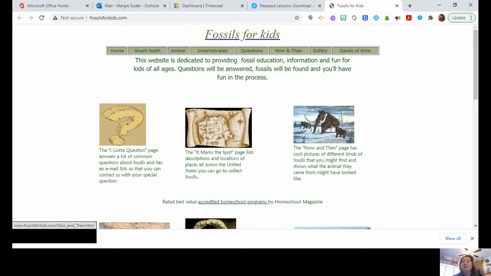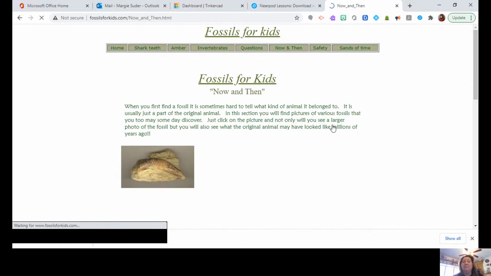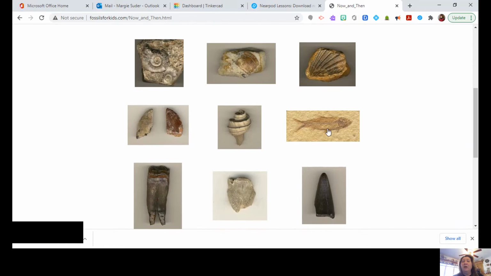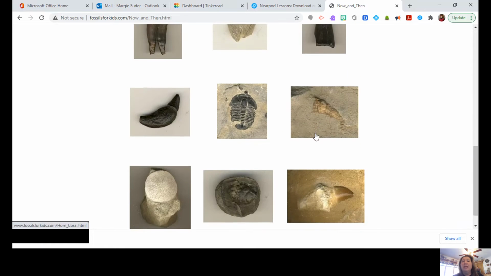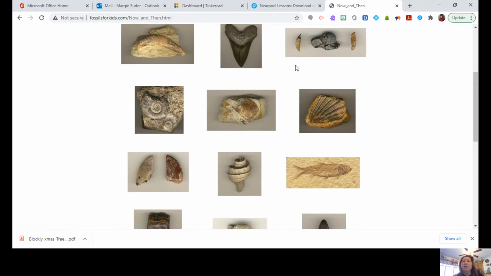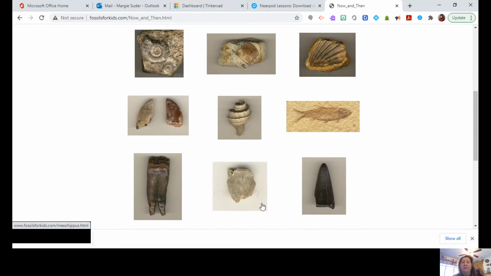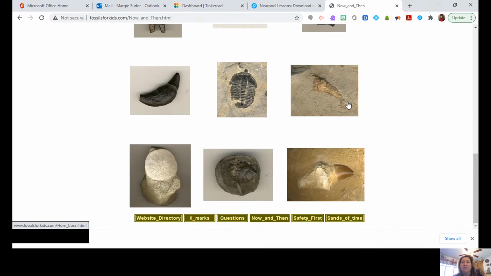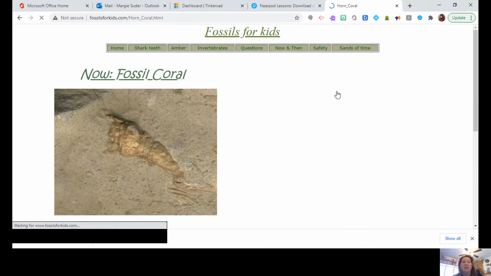So right now I'm going to go to Now and Then. And these are some of the really great fossils that these fossil hunters have been able to find. What I'd like you to do here is pick one that really intrigues you and you want to learn more about. I want you to click on it. So for me, I'm really interested in this one. Looks pretty neat, so I'm going to click on it.